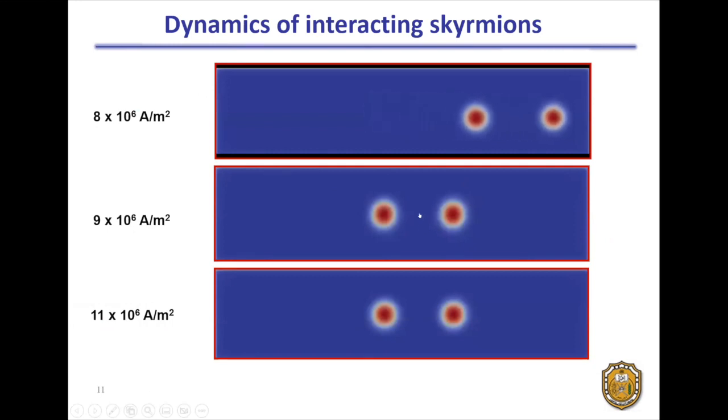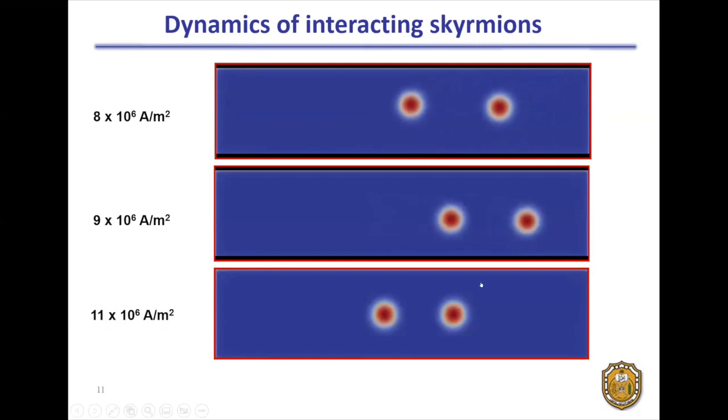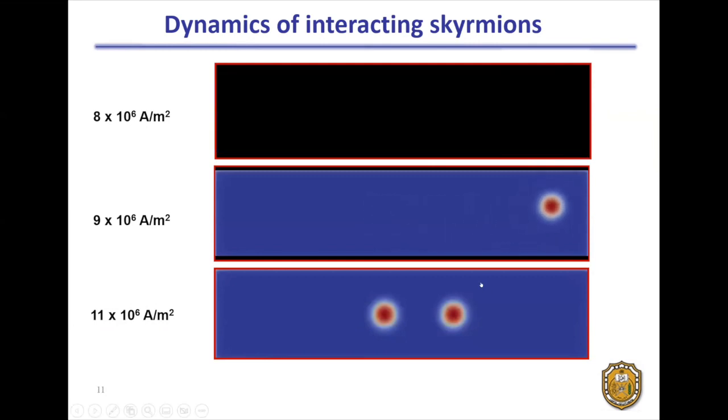Hopefully, it is working. You can see this is at the low current density. There is this interaction, which means the skyrmion which is leading tries to survive by reacting in a very strange way, by shrinking down. Now, for medium current density, you see at a certain time, the skyrmion with the leading one will shrink too much, then it becomes unstable and disappears.